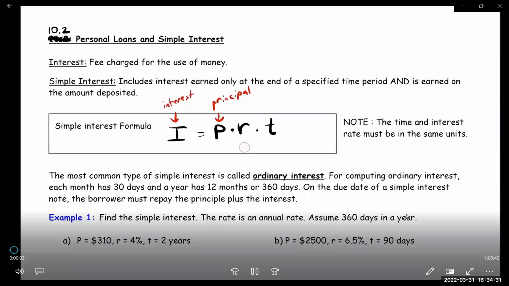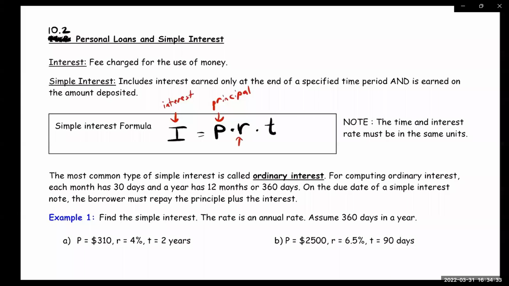All right, and then the interest rate is the R. So here's your interest rate. That's going to be in the form of a percent, which you should convert to a decimal. So you want that to be in decimal form. And then T represents the amount of time that you borrow or invest the money for, and that will always be in years. So let's write that, years.